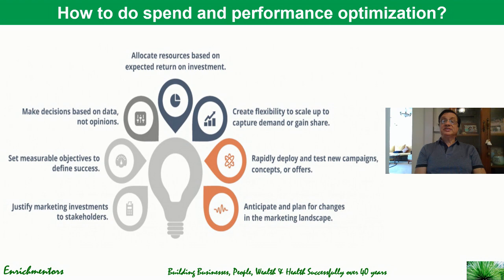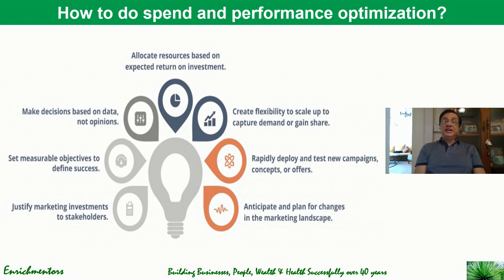You create flexibility as a third step to scale up, to capture demand and to gain share. Then you allocate resources based on expected return on investment on the successful campaigns that are capturing those changing landscape requirements. Make decisions based on data, not opinions. Set measurable objectives to define success and justify marketing investments to stakeholders, primarily to seek more investment. So you start with identifying changes, developing new campaigns, concepts, and offers, testing them out, scaling them up, allocating resources, justifying that, and asking for more resources as you need.